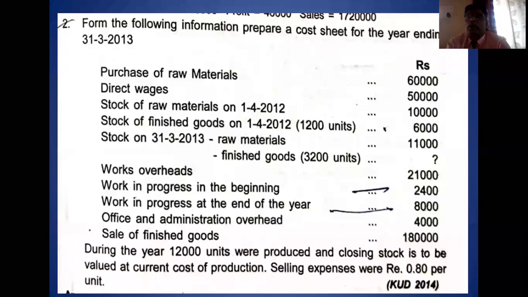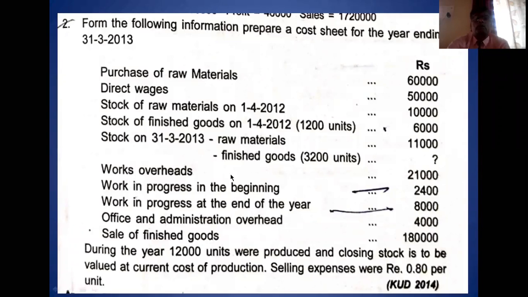Okay, you have to prepare the cost sheet, and cost of production comes at that stage. Whatever cost per unit comes, that cost per unit is taken to calculate the value of closing stock. That means 3,200 units are multiplied with the cost of production per unit to ascertain the value of closing finished stock. Okay, remember this. The units are given, value is not given in the problem.